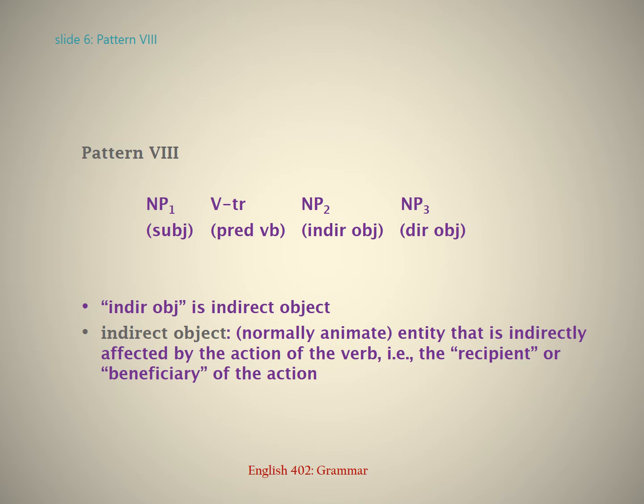Pattern 8. NP1 as subject, VTR as predicate verb, NP2 indir obj, NP3 as direct object. Indir obj is indirect object. Indirect object: normally animate entity that is indirectly affected by the action of the verb, i.e. the recipient or beneficiary of the action.